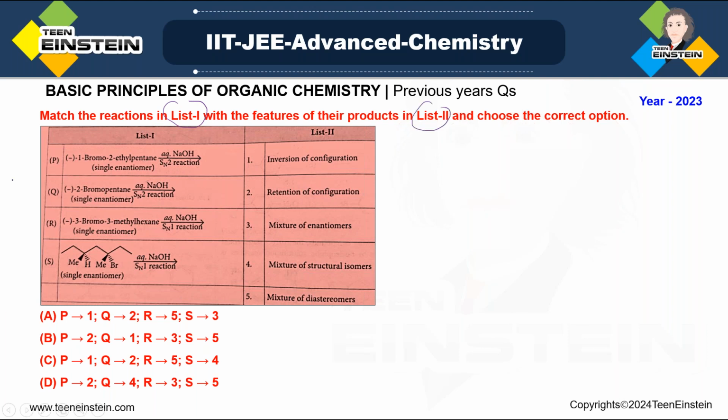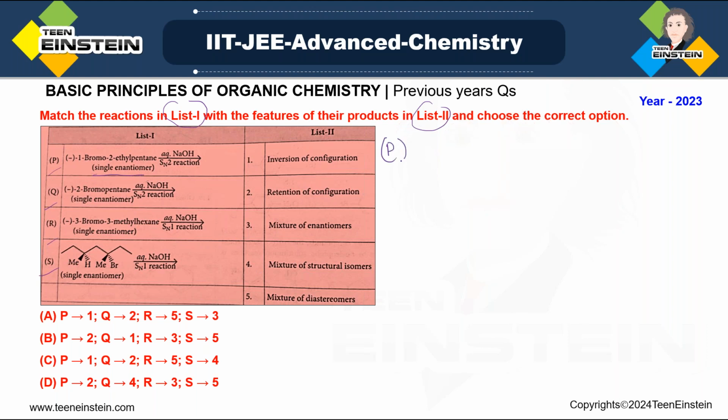Okay, so in list 1 you can see there are total 4 reactions, P, Q, R and S. And in the right hand side, that is list 2, 1, 2, 3, 4, 5, total 5 types of products with their features are mentioned. That means one item may be extra. So here we have the first compound which is mentioned as single enantiomer, and it is 1-bromo 2-ethyl pentane.